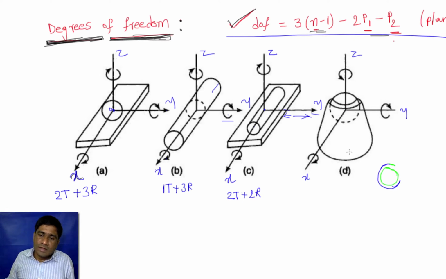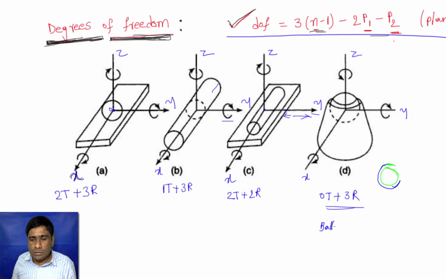So it cannot translate in the x-axis, y-axis or z-axis, but it can rotate about the x-axis, y-axis and z-axis because this sphere is not attached or fixed to this groove. So here we have 0 translation plus 3 rotations. And if we have this type of arrangement in any mechanism, then that is called a ball and socket joint. This sphere is the ball and this groove is called the socket. So, a ball and socket joint.